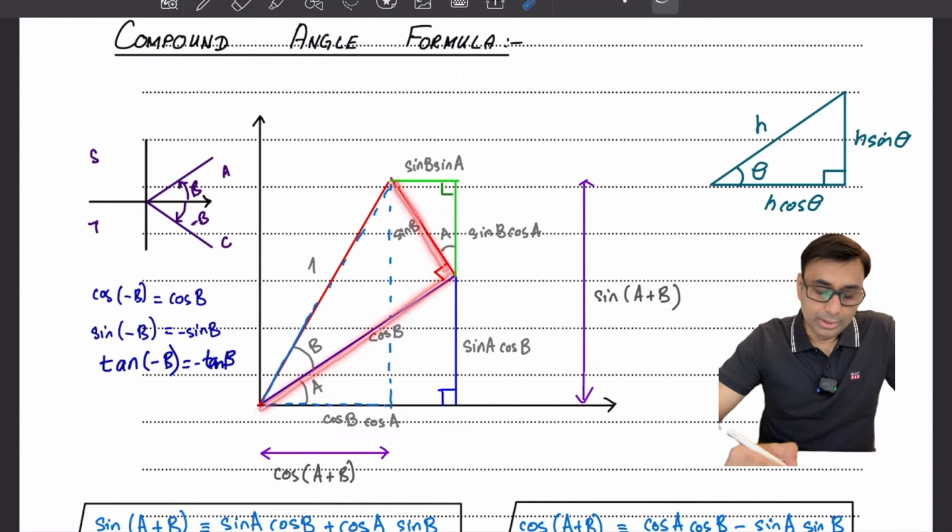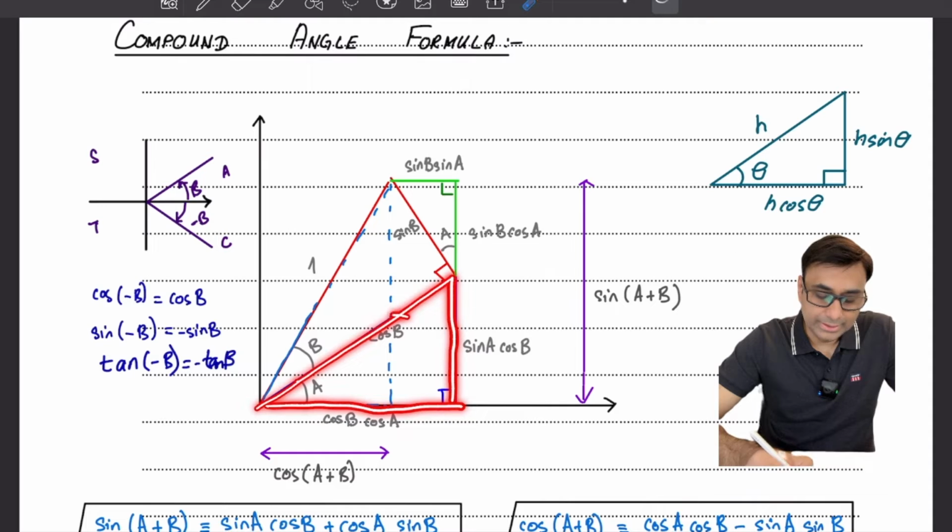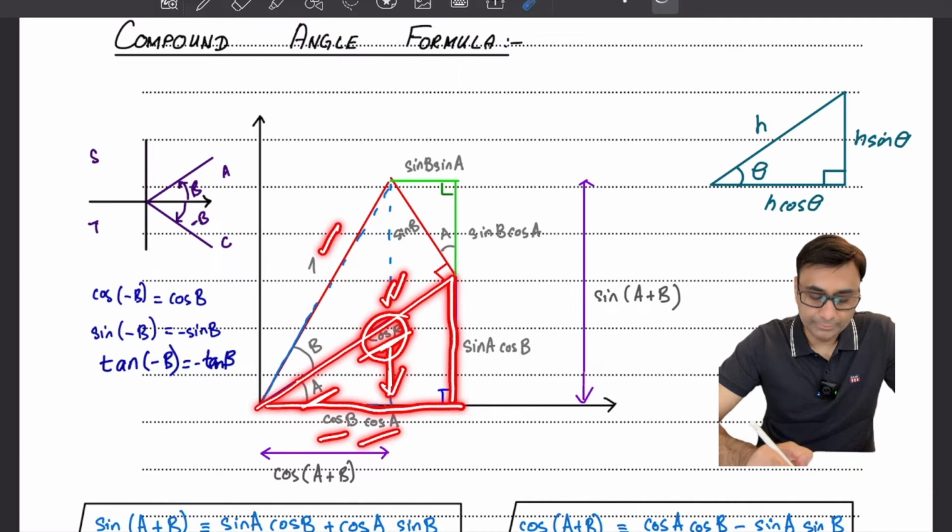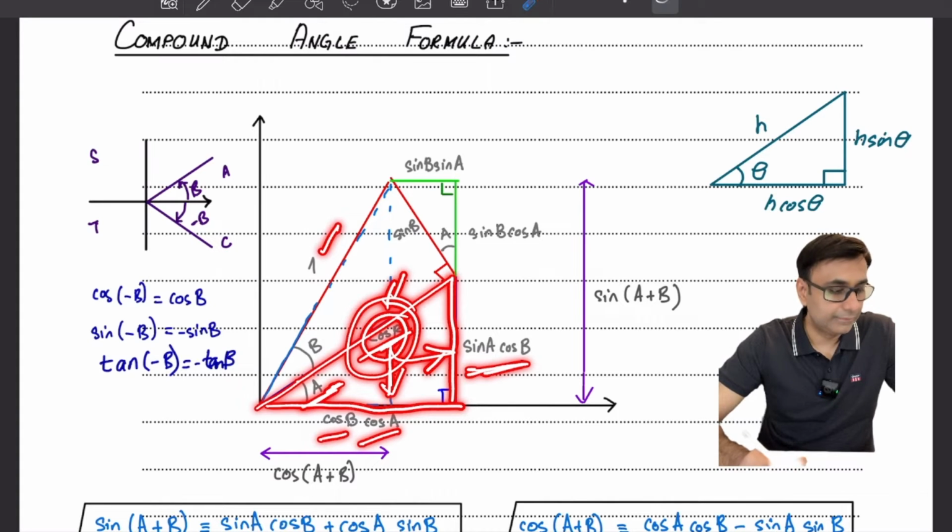So keep in mind, I have identified this length as cos B and this length as sine B. Now moving on, look at this right angle triangle, where this side that I found as the base of the previous triangle is now the hypotenuse of this new triangle. So if I want to find this length, this is going to be hypotenuse times cos of this angle. So it will be cos B cos A. And this side is going to be hypotenuse times sine of this angle. That means cos B sine A.